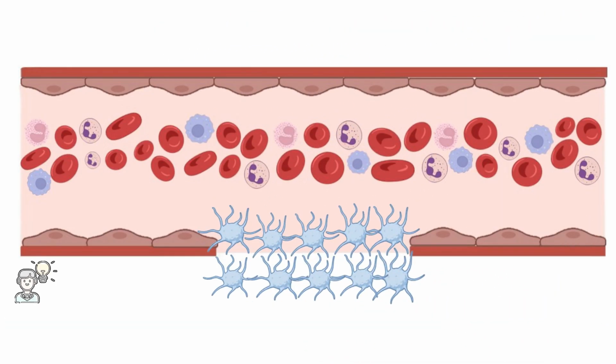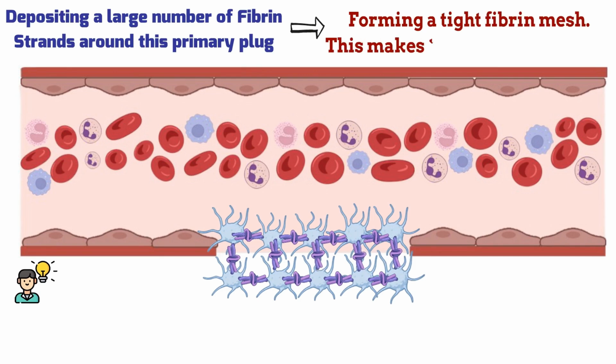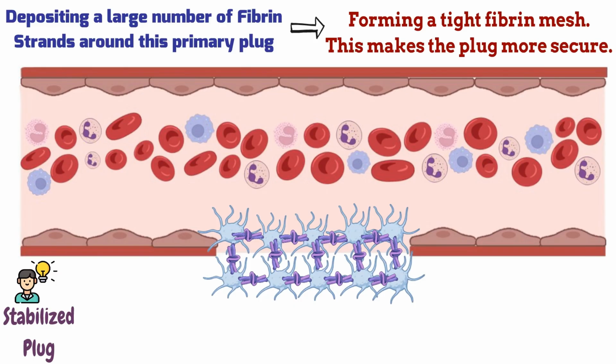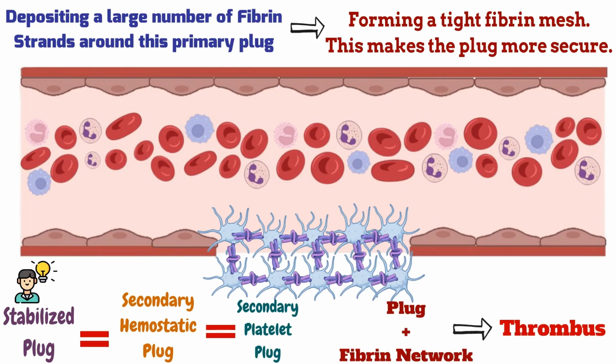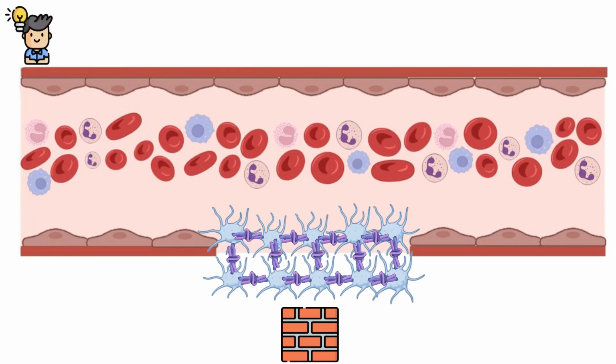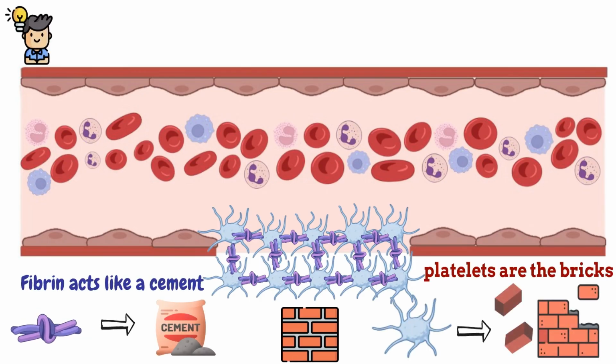Well, imagine depositing a large number of fibrin strands around this primary plug and forming a tight fibrin mesh. This makes the plug more secure, and this stabilized plug is now called the secondary hemostatic plug or secondary platelet plug. We can also call this plug plus fibrin network a thrombus. Think of it like this: fibrin acts like a cement while platelets are the bricks.